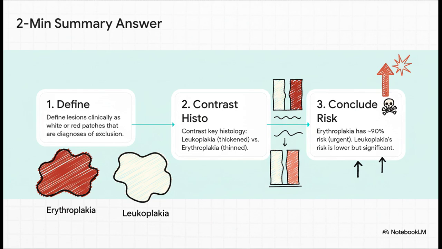Here's how you deliver a killer 2-minute summary. 1. Start with the clinical definitions, emphasizing their diagnoses of exclusion. 2. Move to the key histological contrast, thick versus thin. 3. Conclude with the punchline, the huge difference in malignant potential and how that dictates what you do next. That structure shows clear, logical, diagnostic thinking.